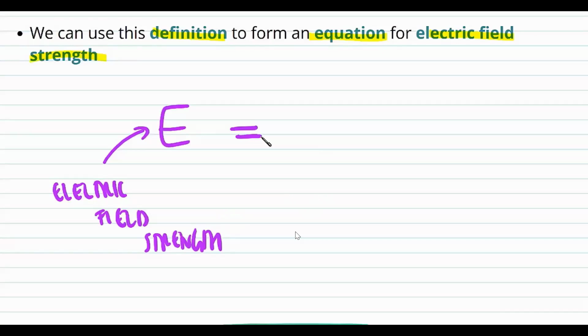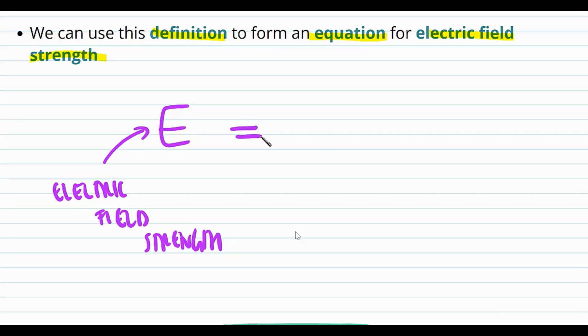For example, where the electric field lines are close together, the electric field strength will be stronger in those areas. Where the lines have distance between them, the electric field will be of less strength there.